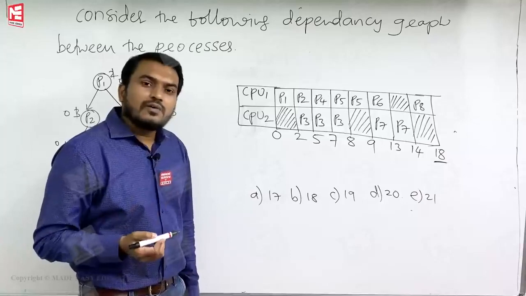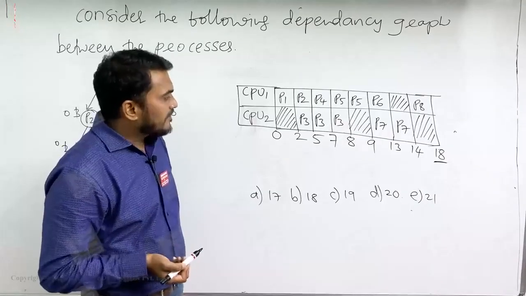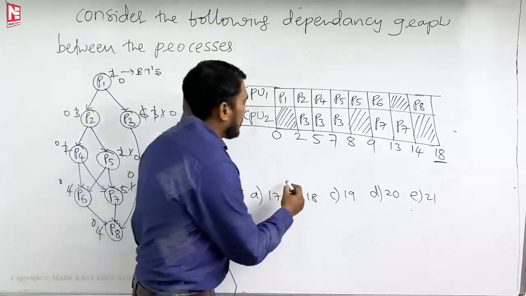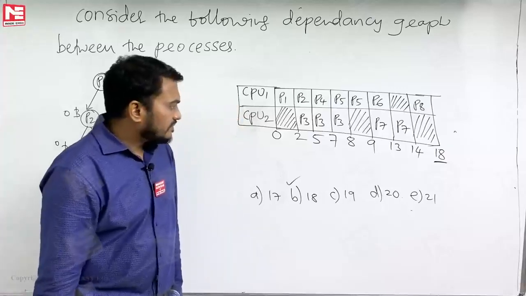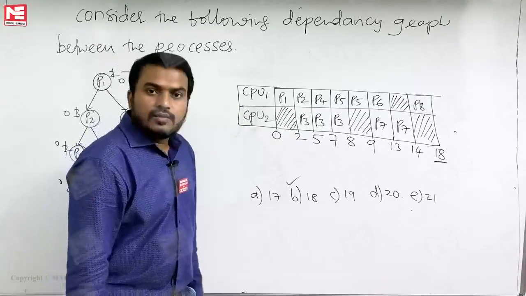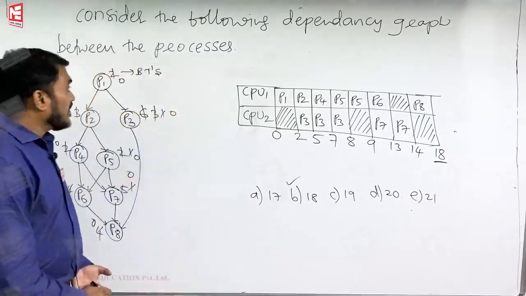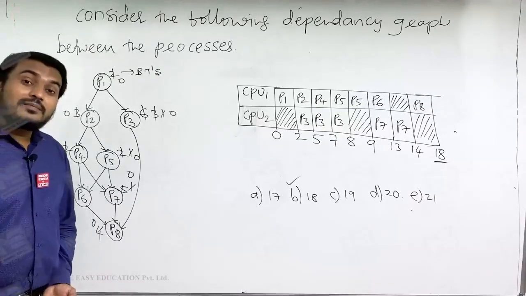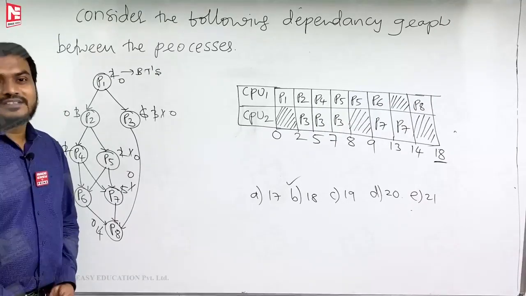So, this is how you execute the process. Is that clear? So, right answer is what? B is the right answer. Okay. So, this is how you need to solve the problem. Remember, this is a multi-processor scheduling. Multi-processor scheduling.